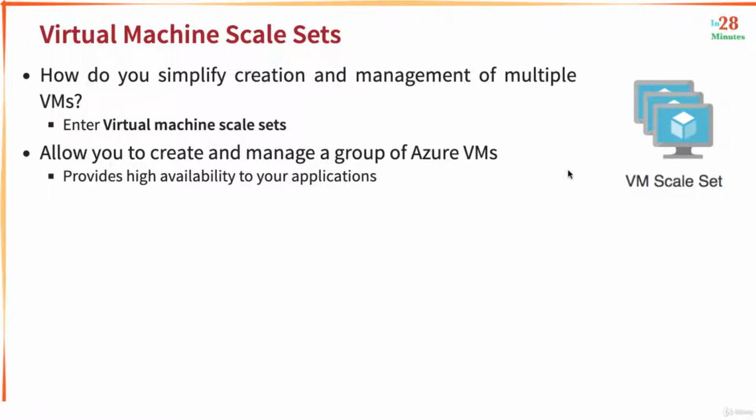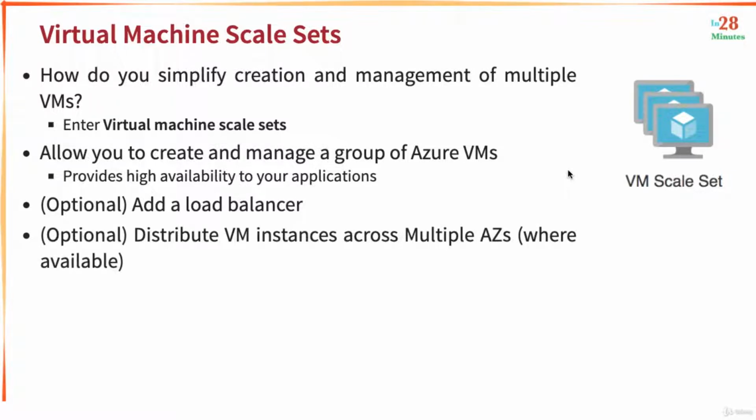In the previous step, we saw that if I create multiple VMs, I get higher availability. If I create multiple VMs across multiple availability zones, I get even higher availability. Virtual machine scale sets also allows you to add a load balancer. So if you have multiple Azure VMs with your application deployed to them, you want to be able to load balance between those instances. Virtual machine scale sets also helps you to create a load balancer. It also helps you to distribute VM instances across multiple availability zones.